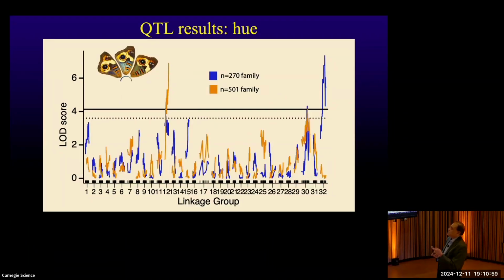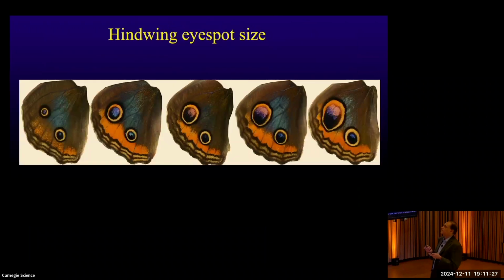So when we do that mapping, it's a little noisier, but there are clearly, and these are lines of statistical significance, so anything over that dotted line is definitely significant. Everything over the black line is very clearly having a significant effect. So you can see that there's a couple loci, and they're different between the families in some cases, that control that hue. So we're very excited to try to figure out what, in fact, those particular genes are. We don't know yet, but that's what we're narrowing down on, okay?